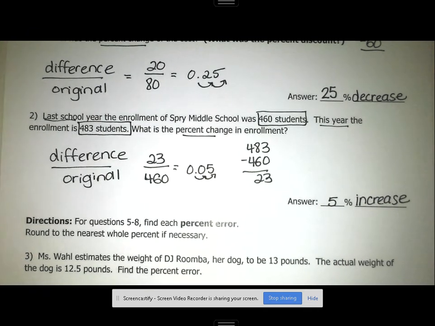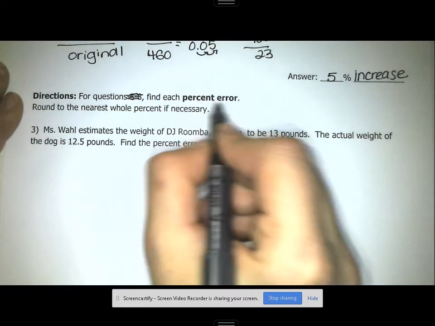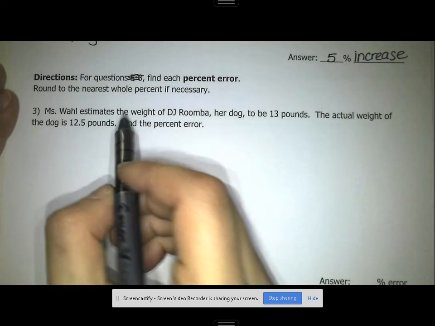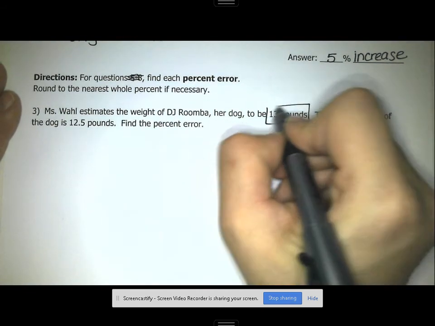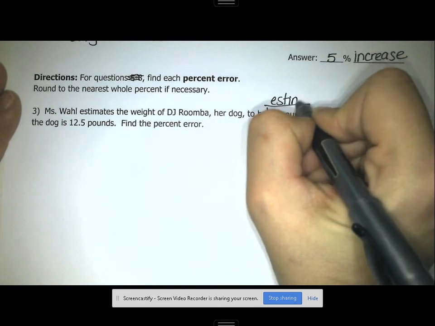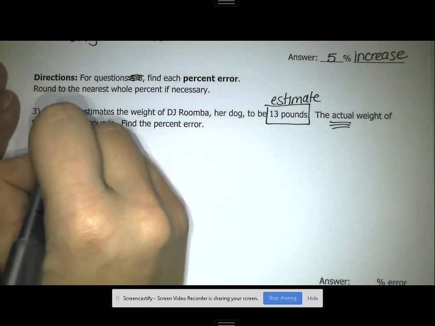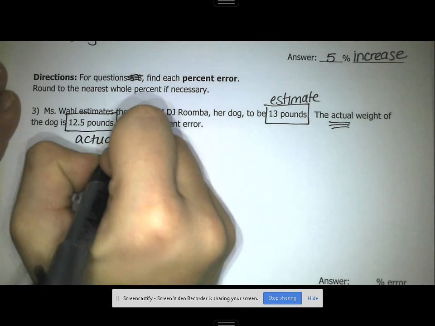All right, now let's go over how to find the percent error. Find the percent error, round to the nearest whole percent if necessary. Miss Walt estimates the weight of DJ Roomba, her dog, to be 13 pounds. So this is my estimate. This is my guess. The actual weight of the dog is 12.5 pounds. This is my actual weight of the dog.